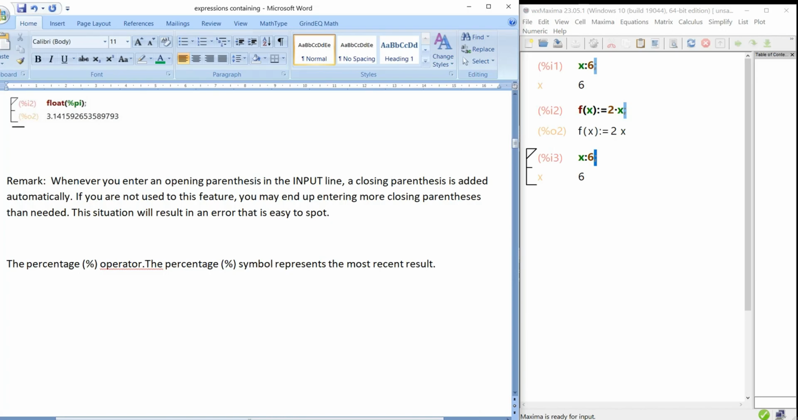Next, remark: whenever you enter an opening parenthesis in the input line, a closing parenthesis is added automatically. You can see I perform an example before you. I present an example. See, on the interface, I move to a new cell, and suppose I want to insert a round bracket, open bracket. You see, both brackets are inserted simultaneously.